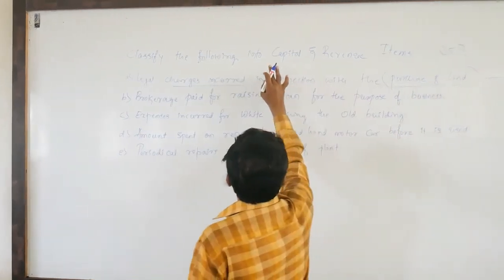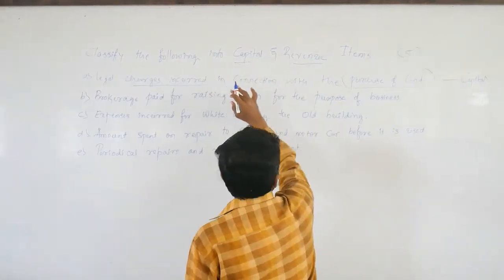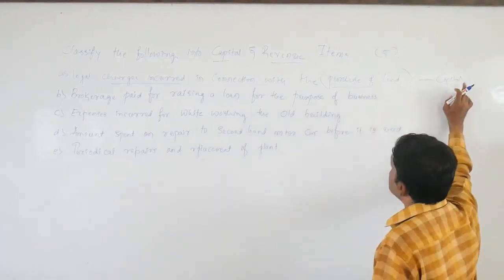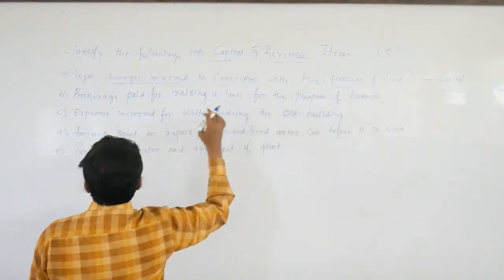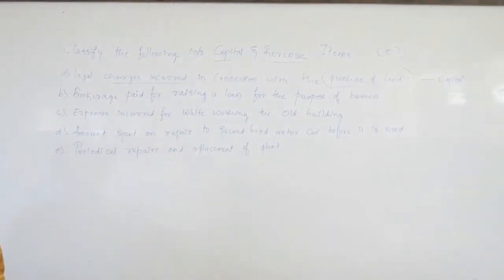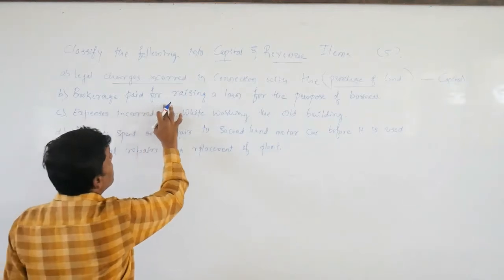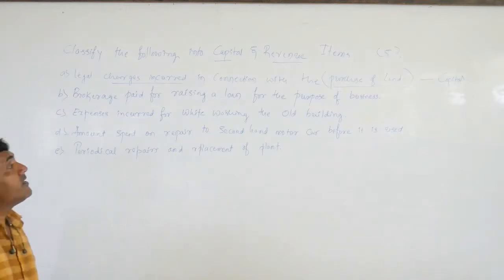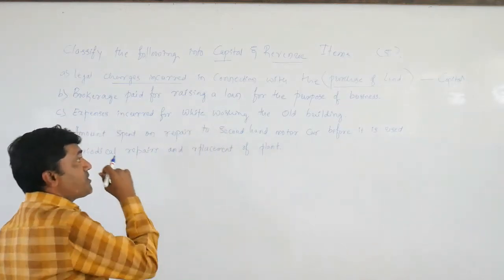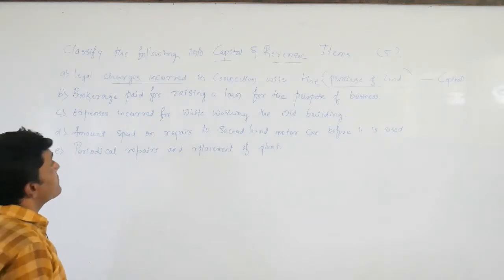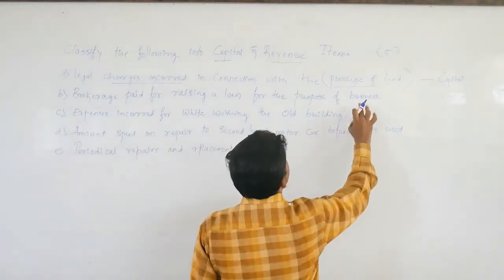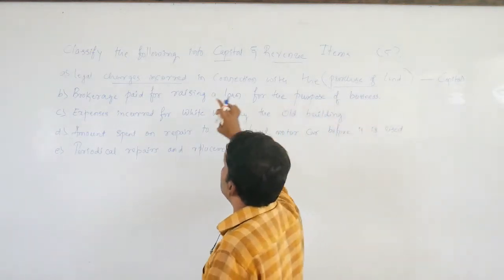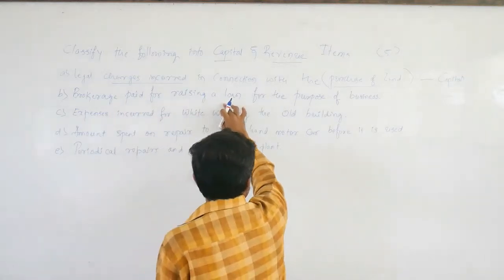Simply they are asking, classify the following into capital and revenue. This kind of expenditure is capital. Why? Because here we have purchased the land, that is one time, so it is capital expenditure. On that we have incurred the legal expenses. The next example, brokerage paid for raising a loan for the purpose of business. Dear students, every person needs a profession or business to run his life. That is the reason he is interested to start a business. So at the stage of starting a business, see here, brokerage paid for raising a loan.